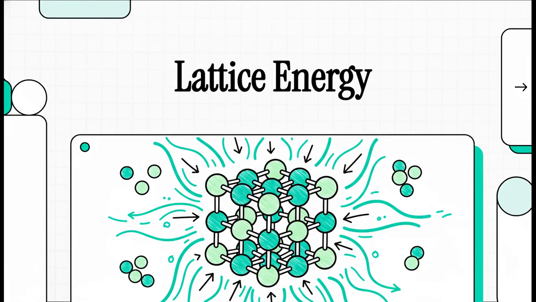Have you ever stopped to think about something like table salt? I mean, why does it have a melting point of over 800 degrees Celsius? It's because it's not just a random pile of atoms. It's this perfect, ordered crystal, and it's held together by an absolutely immense energetic force. Today, we are diving deep into that force, lattice energy.